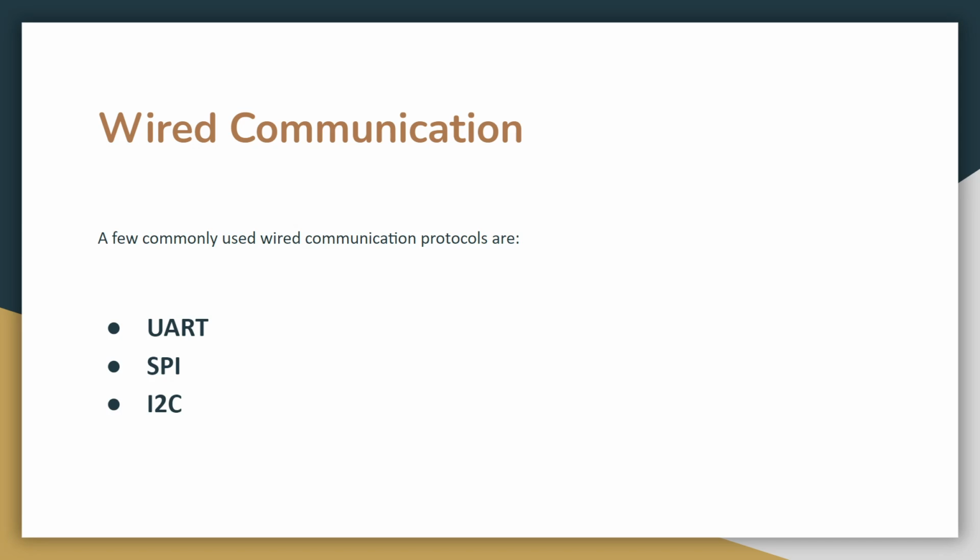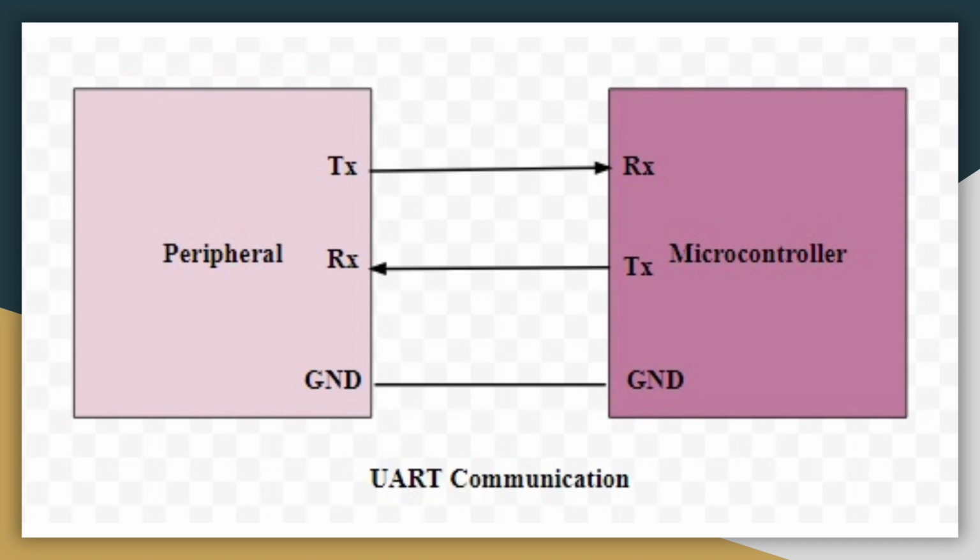I'm going to go through the most common ones, that is UART, SPI, and I2C. UART stands for Universal Asynchronous Receiver and Transmitter. SPI stands for Serial Peripheral Interface. I2C is Inter-Integrated Circuit. This is a basic block diagram of how UART looks. You might have worked with a few sensors which use UART, for example the Bluetooth module, right?